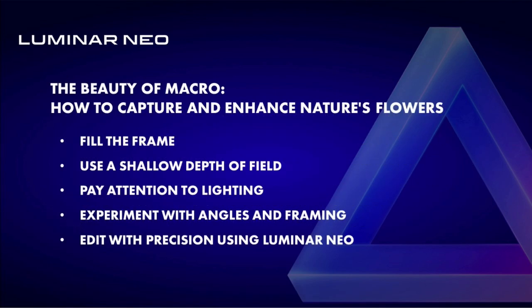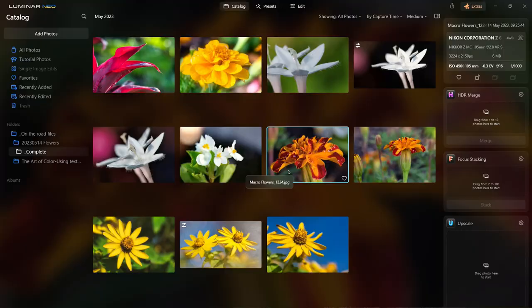So these are the steps. Fill the frame, use a shallow depth of field, pay attention to lighting, experiment with angles, and then edit using Luminar Neo, but making sure you don't go overboard with the editing, all right? So those are my five top tips. Now I'm going to show you what I did with those, and I have no problem showing you where I did things wrong, all right?